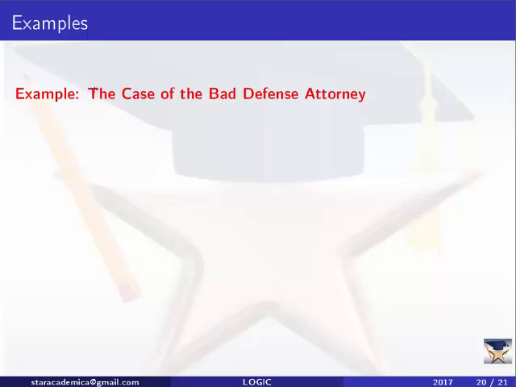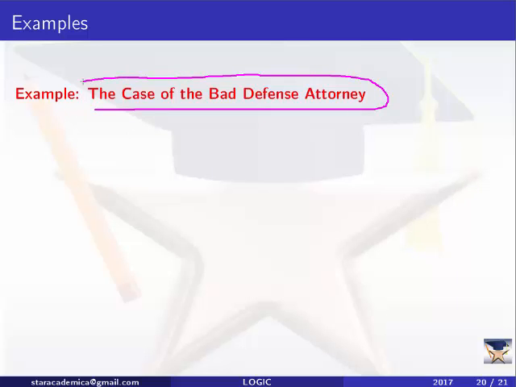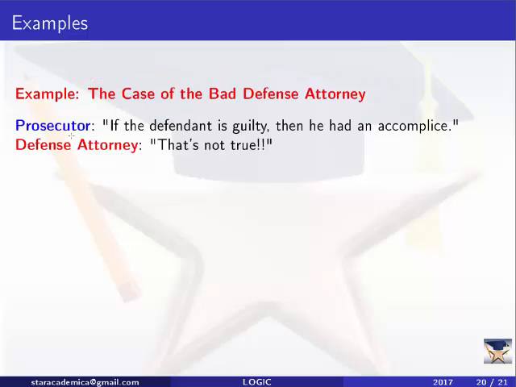Okay, and this is going to be the last example. It's interesting, so let's see what it is. The case of the bad defense attorney. Prosecutor says if the defendant is guilty, then he had an accomplice. Defense attorney says that's not true. So what did the defense attorney just claim, when he said it's not true?